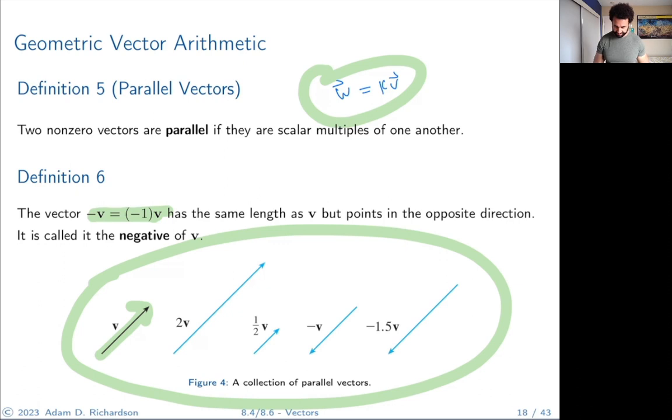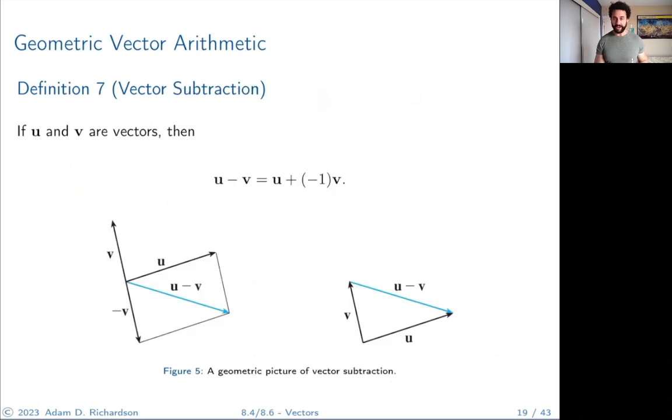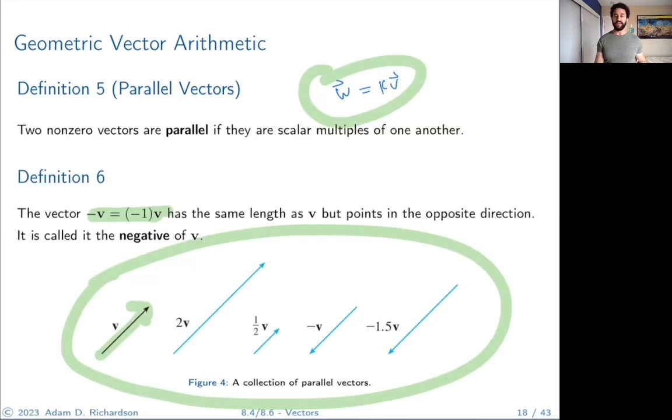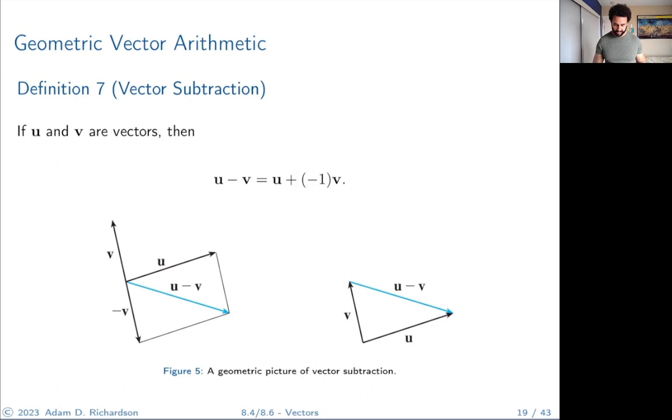All right, now, how do we define vector subtraction? The way we define vector subtraction is by using the negative of vectors. If we want to talk about u minus v, then we just recast it as u plus -v, right? u plus -v.